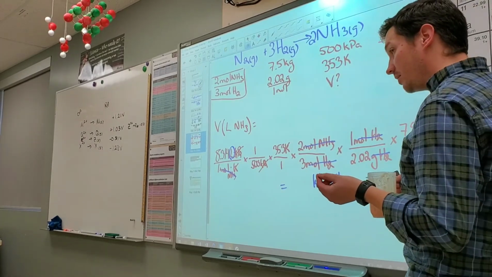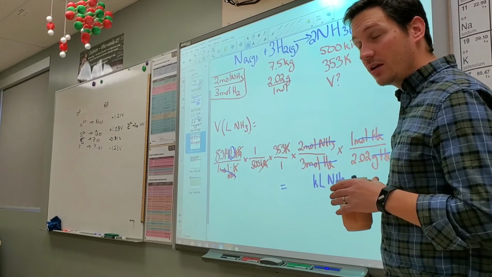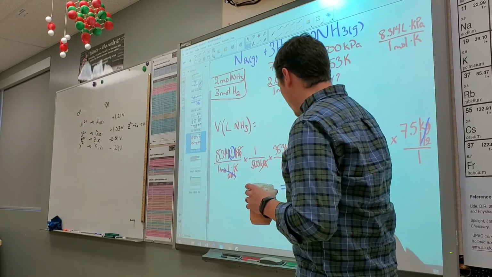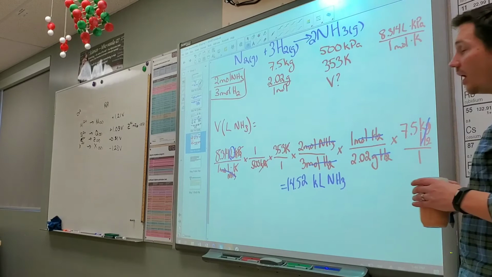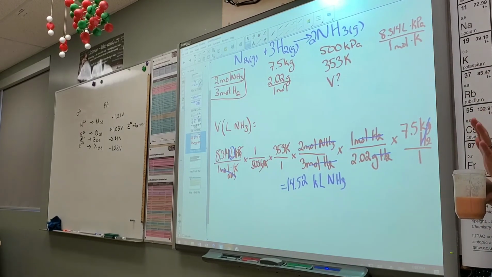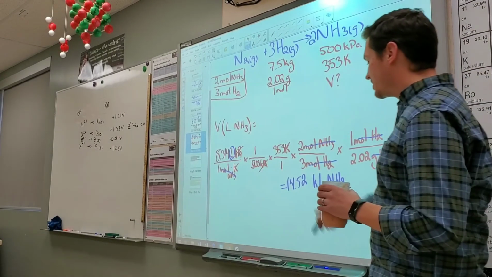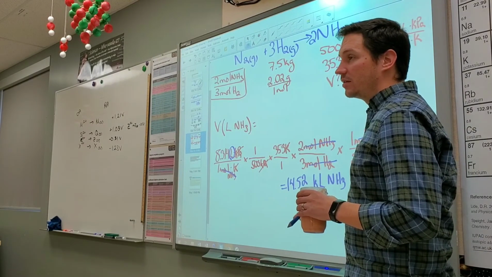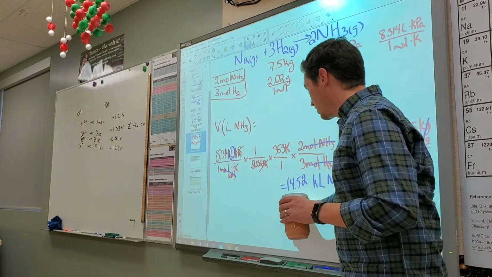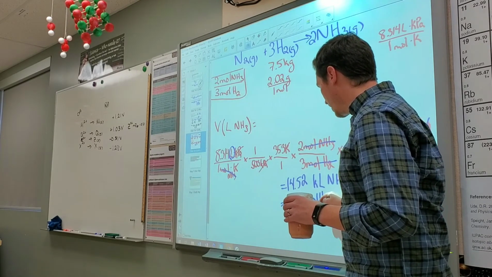14 point what? 14.52? Yes. Is that what other people got? Yeah. 14.52 kiloliters of ammonia. I mean, obviously you know what I'm about to say. I changed it. That's wrong, right? Is it supposed to be 5.3? Doesn't matter, does it? It's 2 digits, right? So it's going to be 15 kiloliters of ammonia.